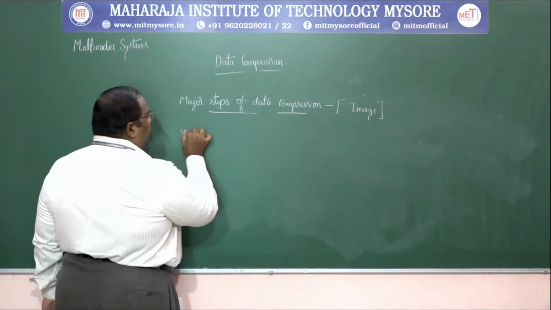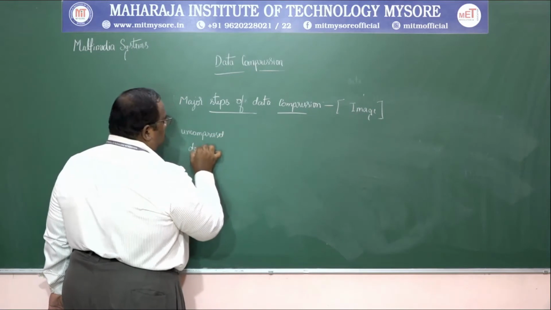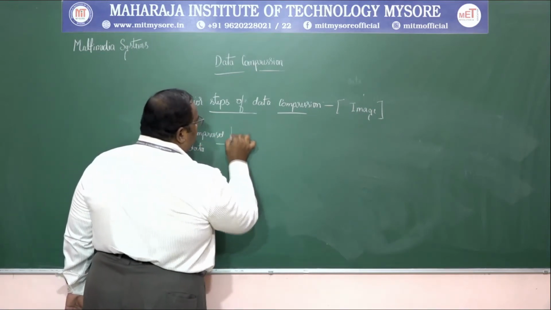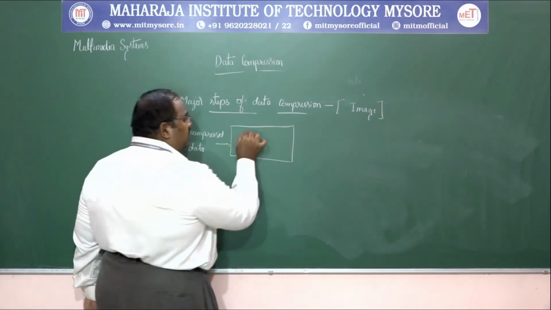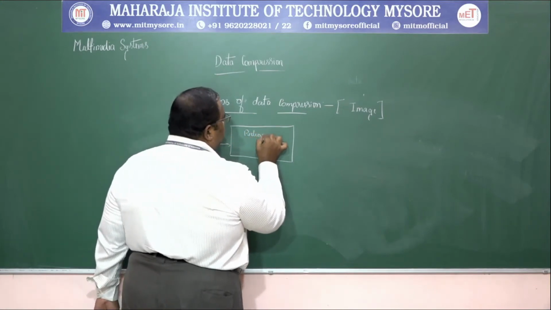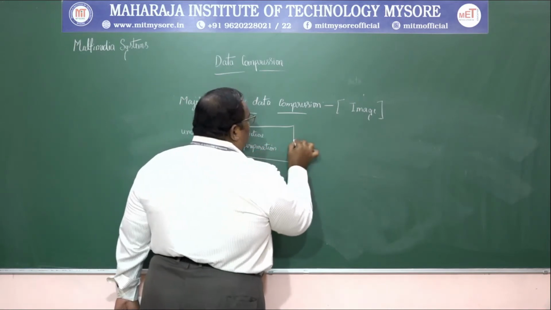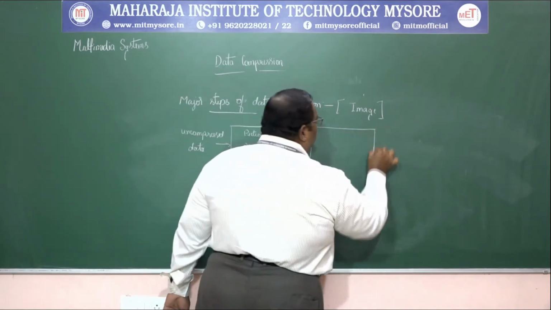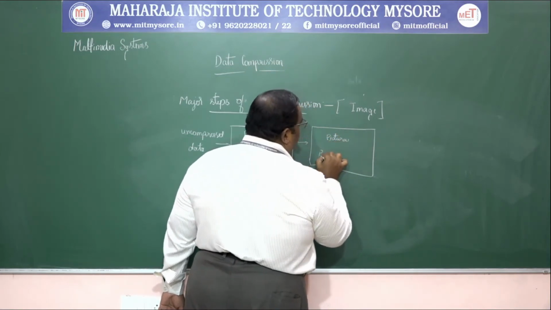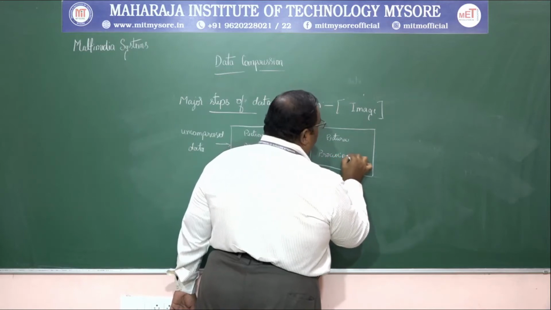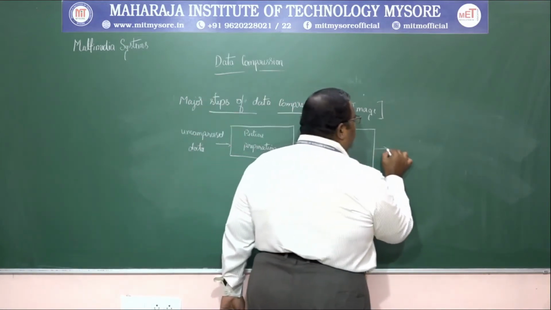Initially we take uncompressed data. The uncompressed data is always fed into the first stage. What is the first phase? The first stage is picture preparation, which we have just discussed. The output of picture preparation is fed into the second level, called picture processing. After the picture processing, the output is fed into the quantization process.